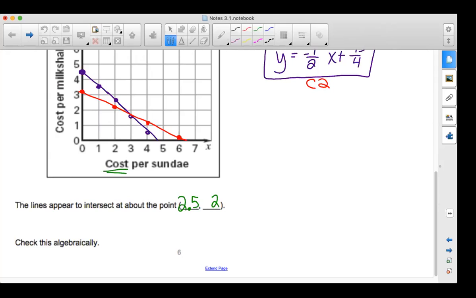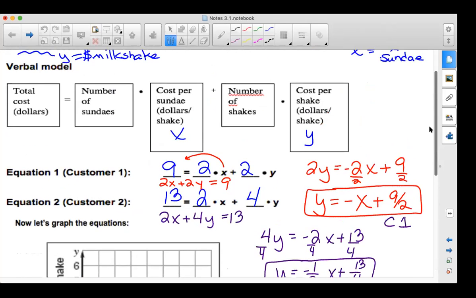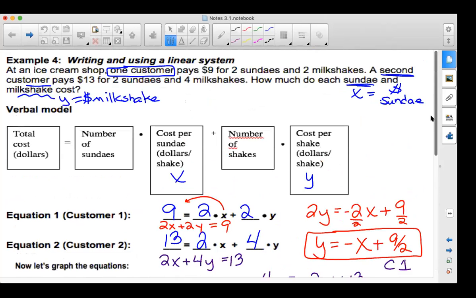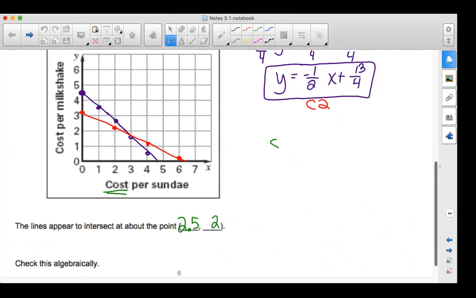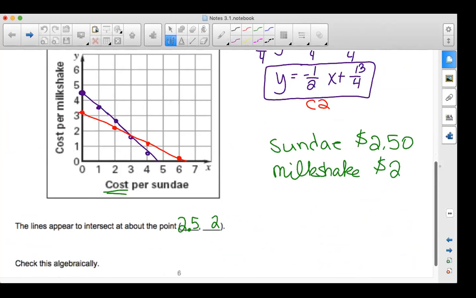And it's okay to have decimals because we're talking about how much they cost. So the question says, how much do they cost? What is the cost of the sundae and a milkshake? That was our actual question. So the sundae costs $2.50. That's the cost. The milkshake is $2. So we can keep it as a decimal because we're talking about money.